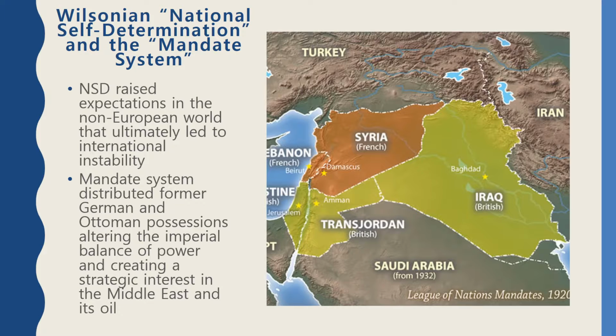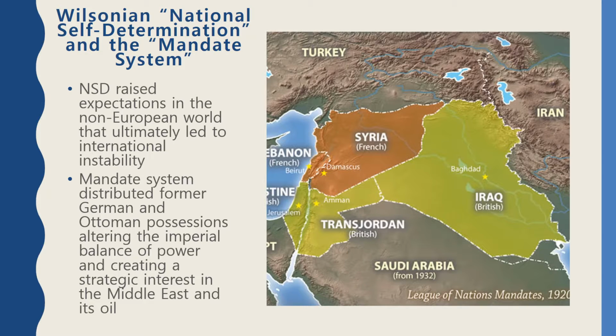So if you look at the map, Syria was a French mandate, Lebanon was a French mandate, Palestine, Jordan, and Iraq were British mandates. And so the idea of the mandate system was that the French would help Syria and Lebanon to obtain independence. The British would help the others. And this went on throughout the world.